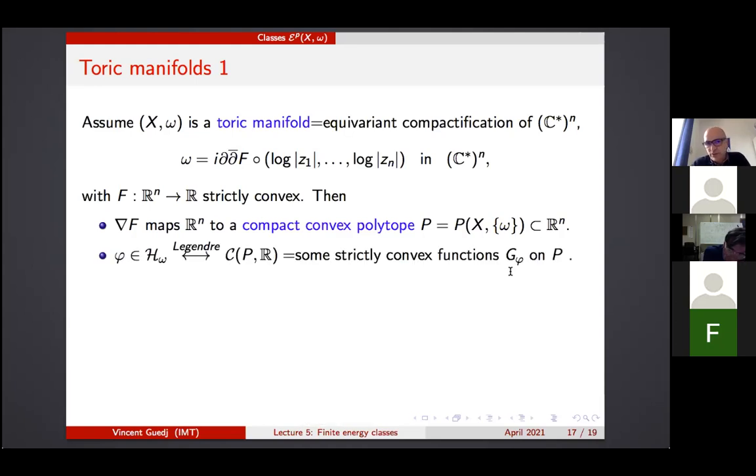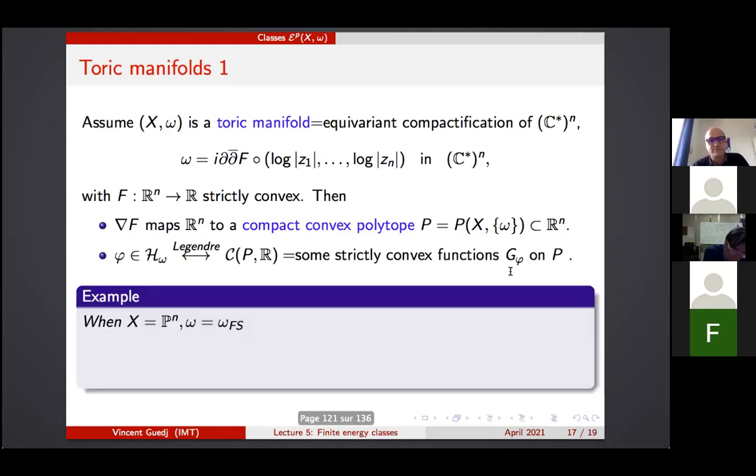And if you pick a Kähler potential, then you look at the corresponding convex function f_phi in R^n, and you look at its Legendre transformation, then this is some strictly convex function that I denote by g_phi on the convex polytope. So here is an example.